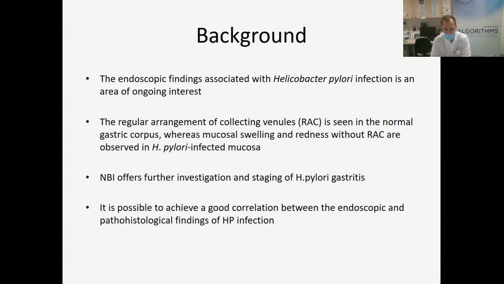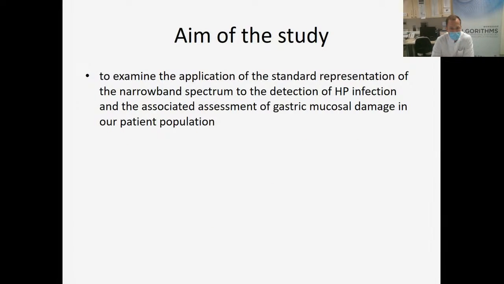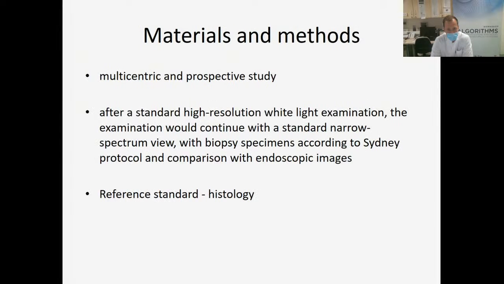NBI offers further investigation and staging of severity of Helicobacter pylori gastritis in terms of detection of gastric atrophy and intestinal metaplasia. Next slide, please. So the aim of this study is to test NBI endoscopy in detection of Helicobacter pylori infection and severity staging, and comparing it to our histologic findings. Next slide, please. So it will be, as the professor said, a multicentric and prospective study.